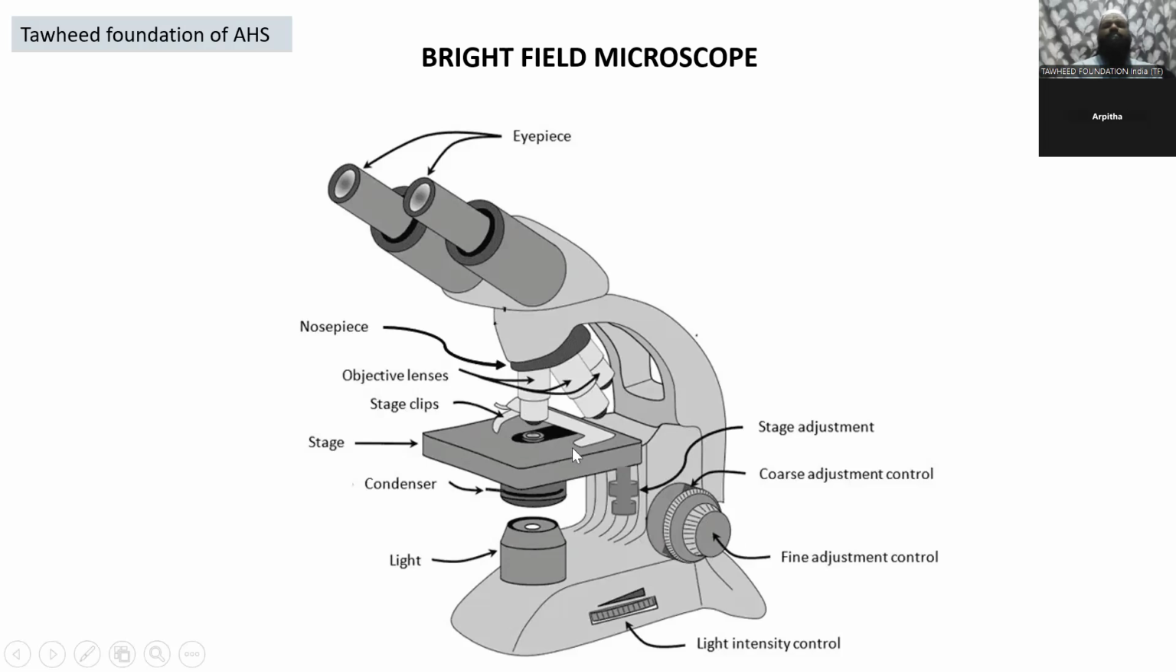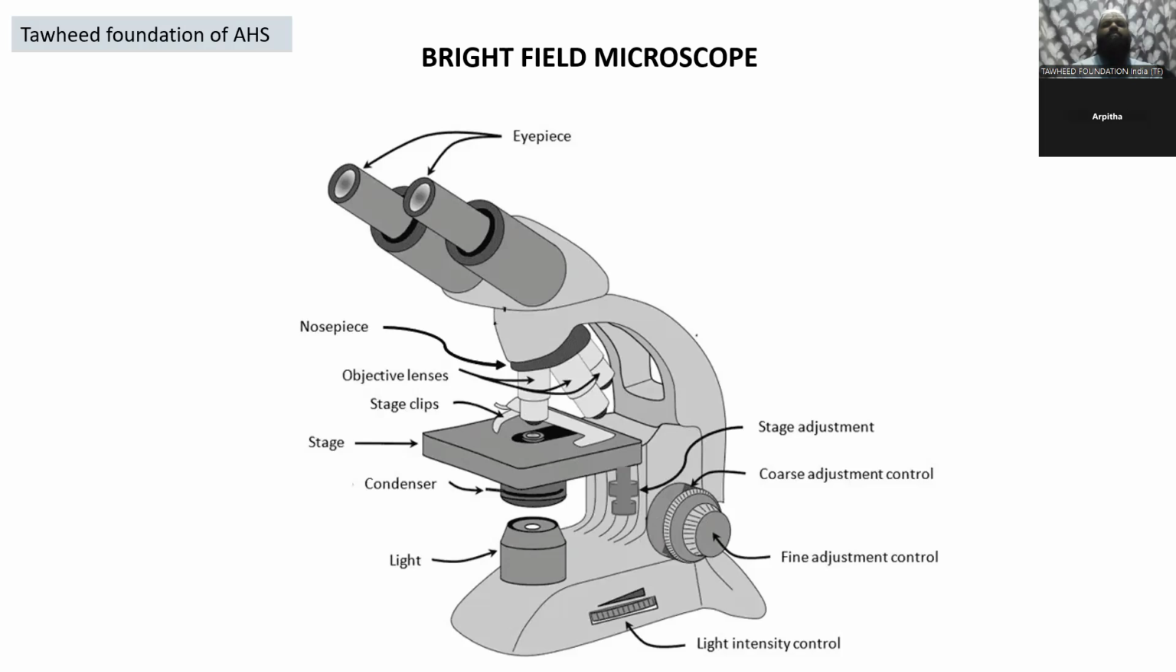Optical parts of the microscope: the diaphragm. The amount of light falling on the object can be controlled through the diaphragm. It is present below the stage. The disc and iris are two types of diaphragm. Next is the condenser. The condenser is present below the diaphragm. The focusing of light can be done by adjusting the condenser, moving it either up or down.